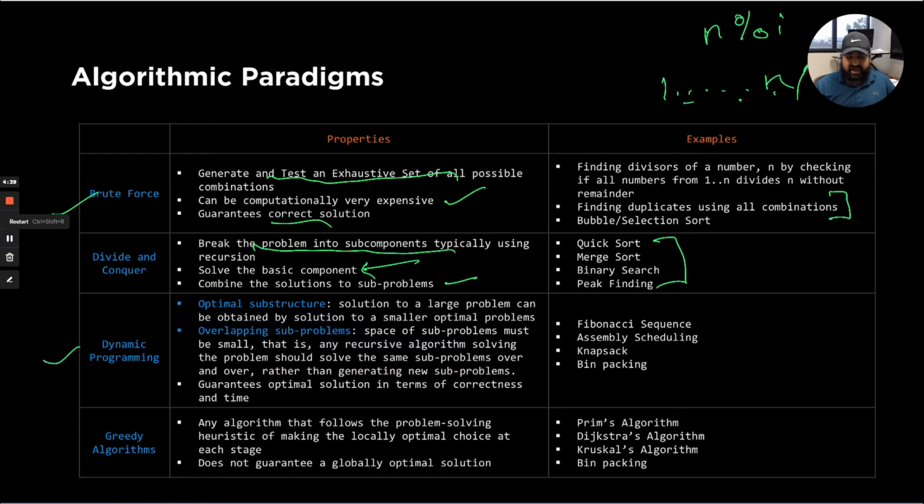The next one is dynamic programming, which is a programming design technique or an algorithm design technique where every problem follows these two properties. The properties are optimal substructure and overlapping subproblems. So what is optimal substructure? It means a solution to a large problem can be obtained from solutions to smaller optimal problems. All the problems that we are going to solve using dynamic programming should satisfy these two properties.